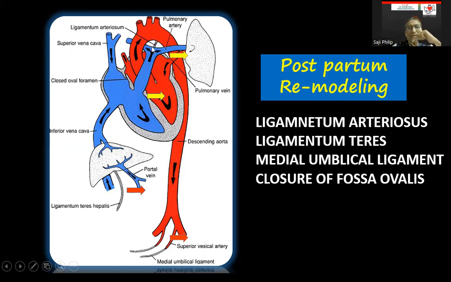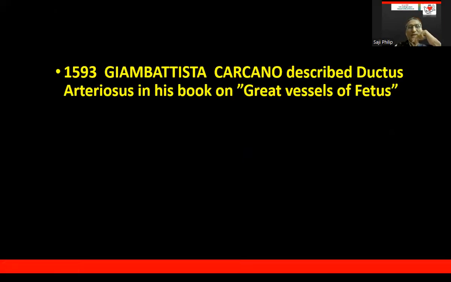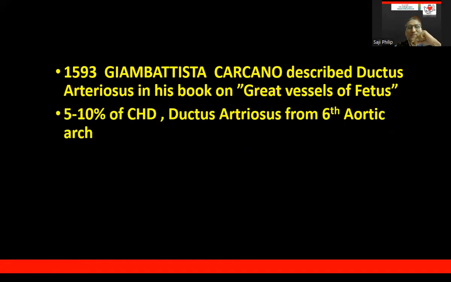This will happen with the physiological closure within 24 hours, whereas the anatomical closure, a very tight fibrotic band, may take up to 1 year of age. The medial umbilical artery can become the superior vesical medial umbilical ligament, and the fossa ovalis will become closed. So in 1593, Giambattista Carcano described the ductus arteriosus in his book as a great vessel of the fetus.